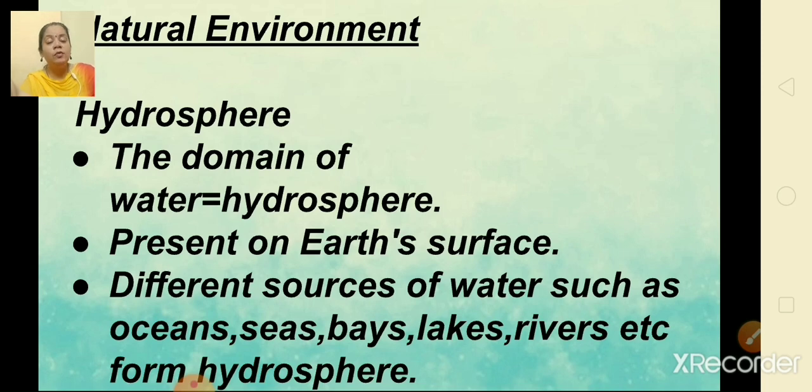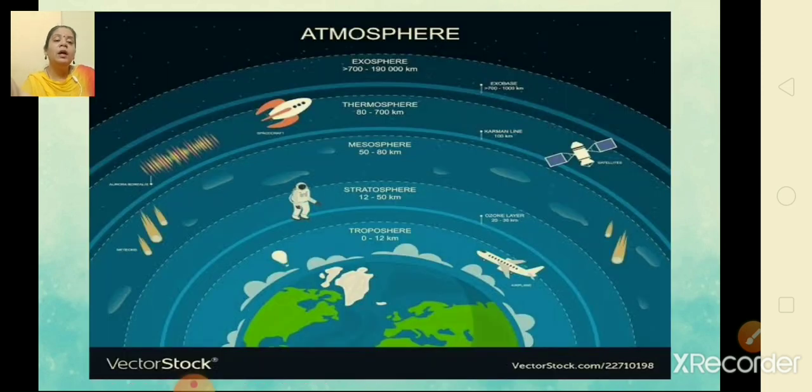Now let us move on to the next sphere, that is atmosphere. Children, the envelope of the earth which surrounds the earth is called the atmosphere. Its exact thickness is unknown, right? The atmosphere is held to the earth by the force of gravity. The atmosphere contains life-giving oxygen for human beings and animals and carbon dioxide for plants.